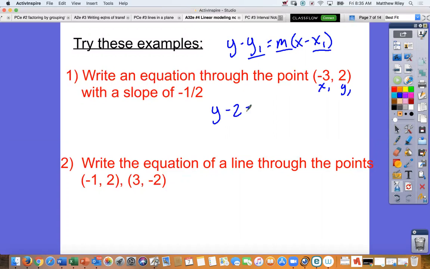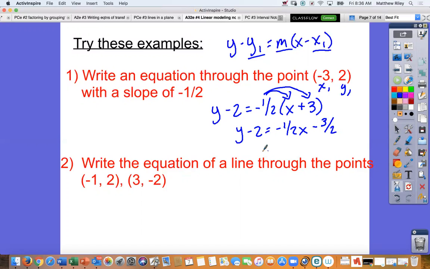So y minus 2 equals my slope, which is negative 1/2, times the quantity of x plus 3. Now, that's an equation. If it's set in slope-intercept form, I would have to distribute. Now, the reason people are going to struggle with this is just because it's a fraction. Do not let fractions throw you off. Negative 1/2 x. If I ever have a fraction times a whole number, all I have to do is multiply by the top. So that's negative 1 times 3, which is negative 3 divided by 2.